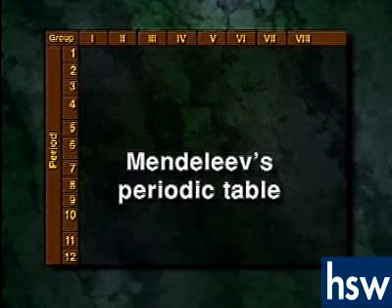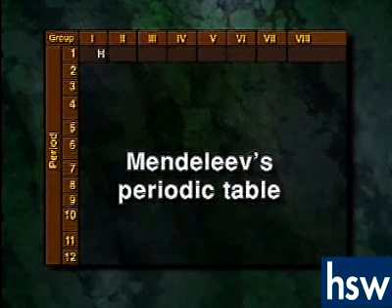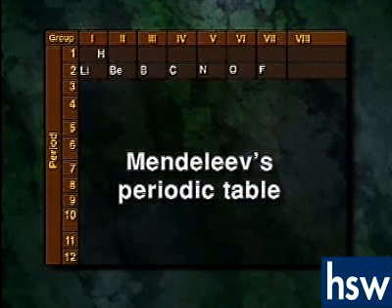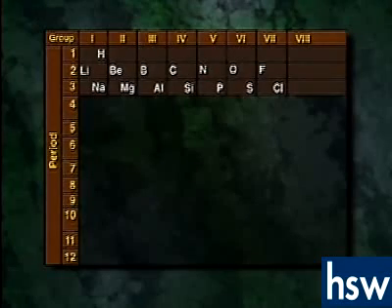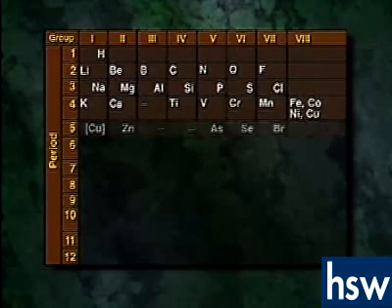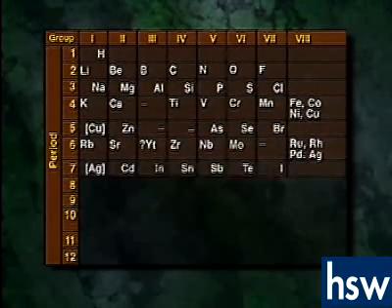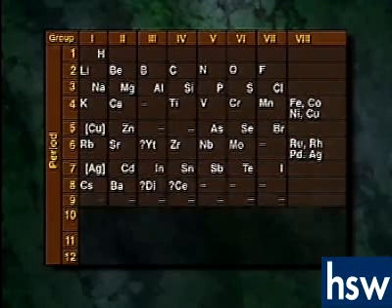In Mendeleev's table, the elements were listed in order of increasing atomic mass. But he started a new row when similar chemical behaviors were repeated periodically. That's why it's called the periodic table.